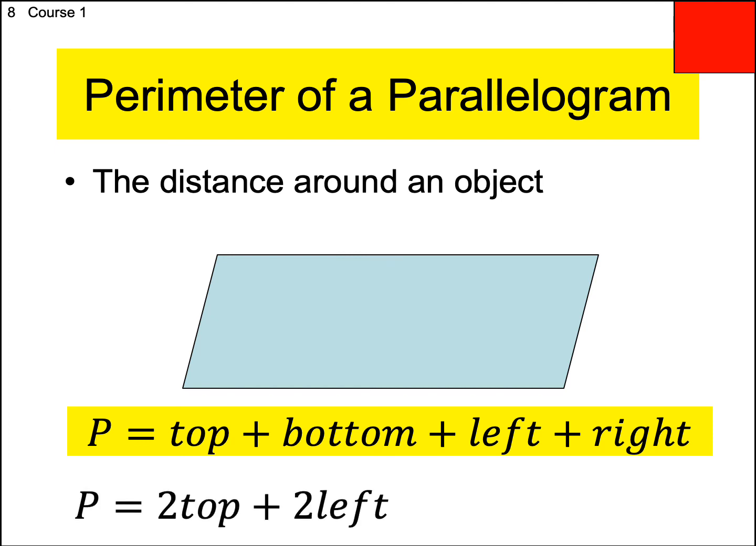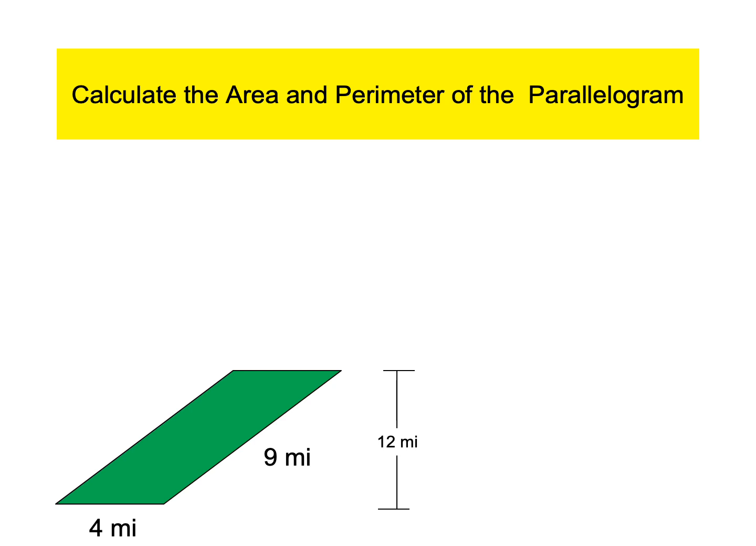This is what I would probably do. Two tops plus two lefts. Or two bottoms plus two rights. Or any combination of that. Okay, let's do one. So check it out.